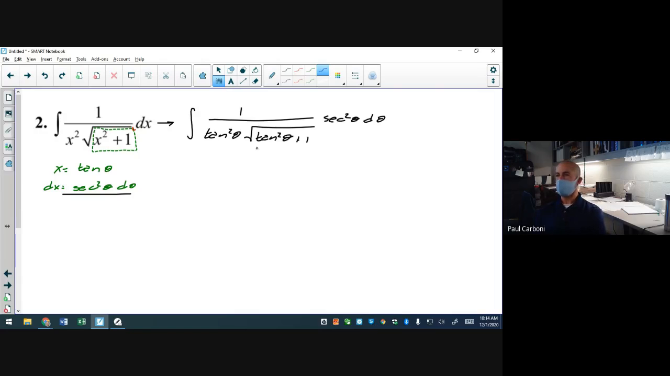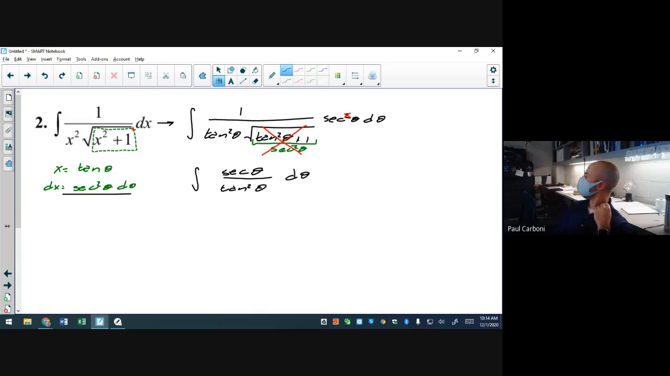Now here's where we usually get a lot of simplifying. Nothing cancels yet, but I do know that tangent squared plus 1 is equal to secant squared, right? And that's really the square root of secant squared, which is secant to the first. So all of this will cancel with one of these secants up here. And this integral reduces to secant theta over tangent squared theta, d theta.